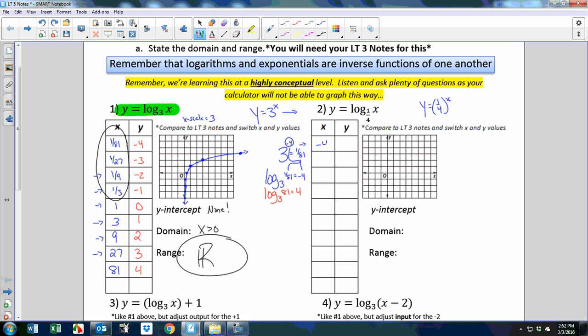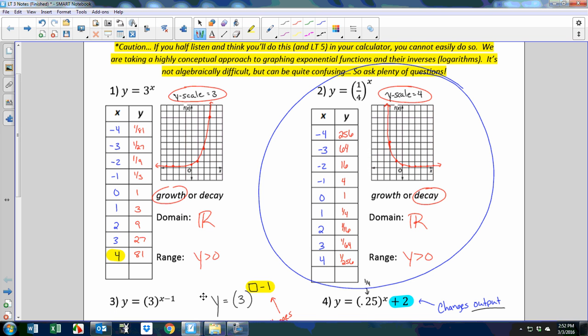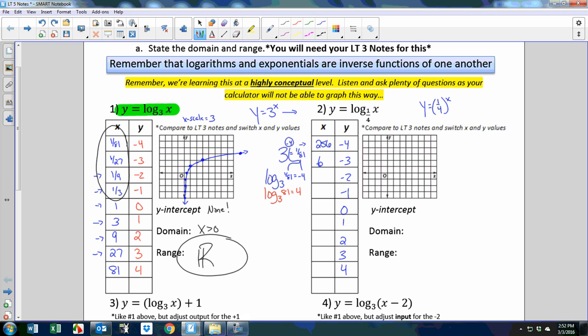So we had -4 and 256, then -3, -2, -1. Oh, sorry, I meant to switch those. Sorry about that. -4, -3, -2, -1, 0, 1, 2, 3, 4, and that one was 256. And then again, going back to the picture, that was 64, then 16, then 4, then 1, then a 4th, then a 16th, then a 64th, then a 1 over 256. All right, so first step to graph a log, graph the exponential. Now switch x and y.